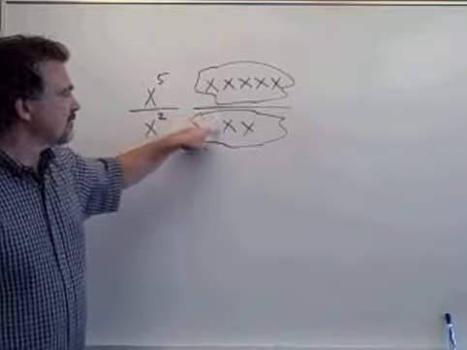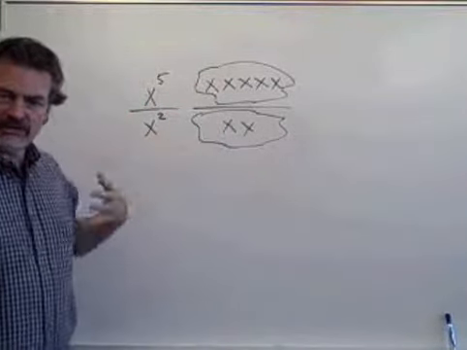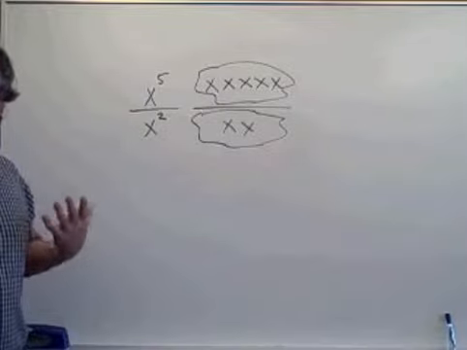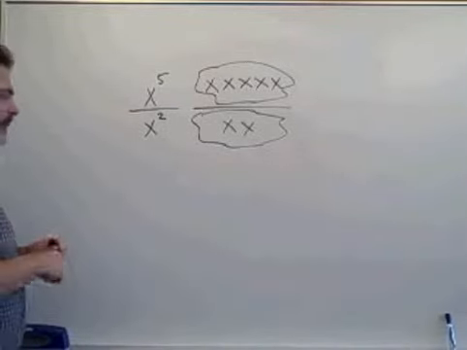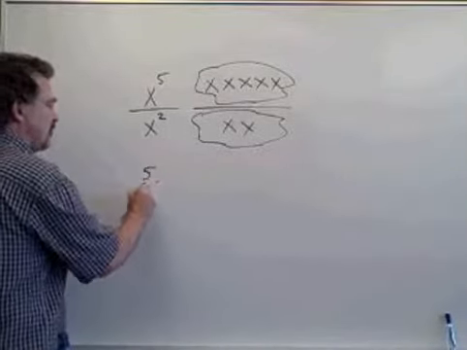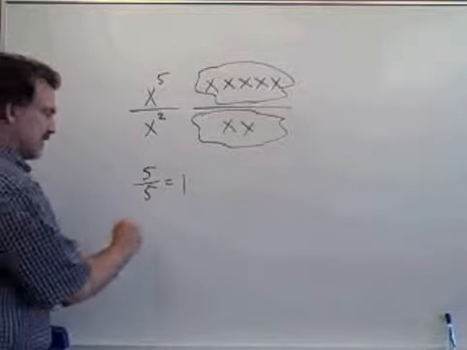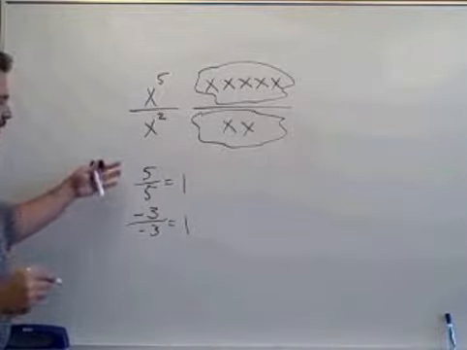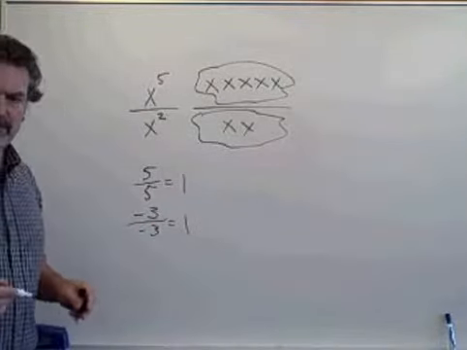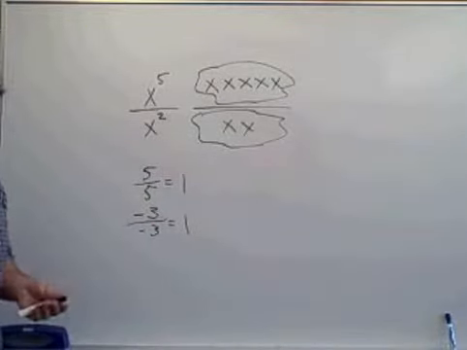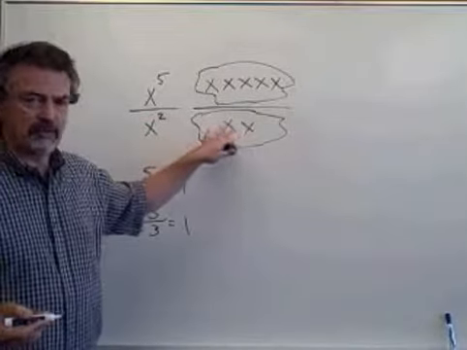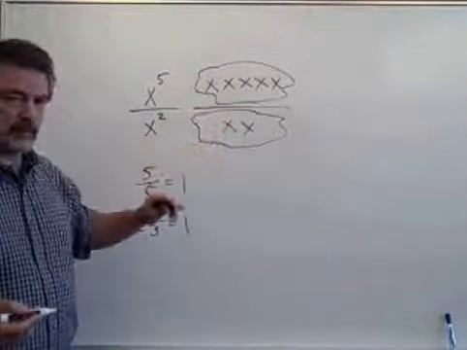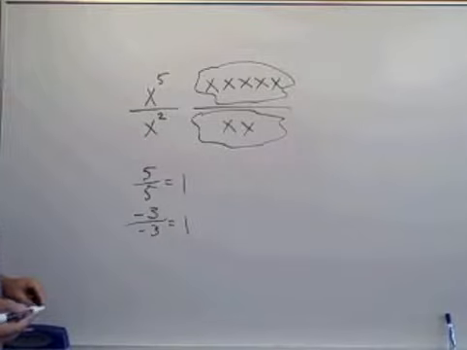A number divided by itself, what does that cancel to? Doesn't that cancel to 1? Doesn't 5 over 5 equal 1? Doesn't negative 3 over negative 3 equal 1? Any number over itself equals 1 with the exception of 0. And we could never let 0 be in the denominator, so we don't have to worry about x being 0.